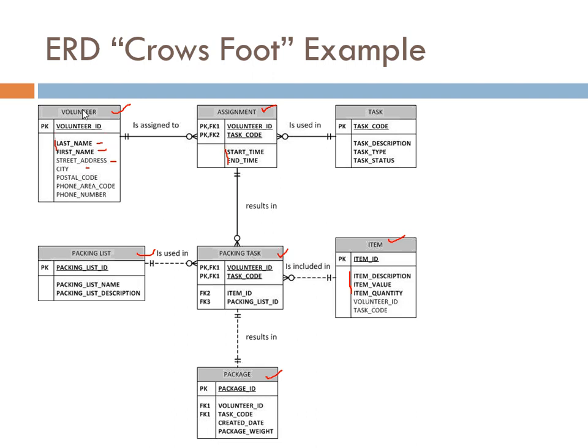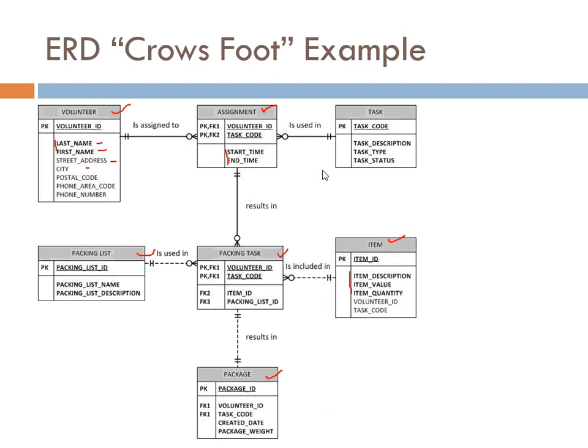So when you add a volunteer, you have to know their last name and first name. These guys maybe don't have to be filled in. When you add an item, you need the description, value, quantity, but the volunteer ID and task code that might be unmentioned, right? So I'm getting a lot of richness even about how this thing is implemented.